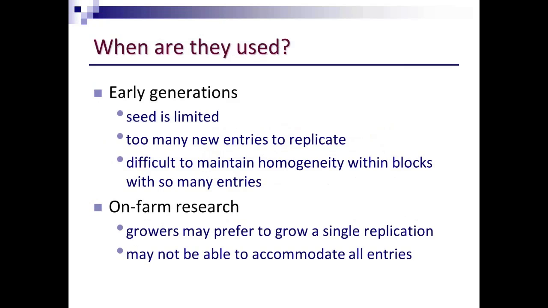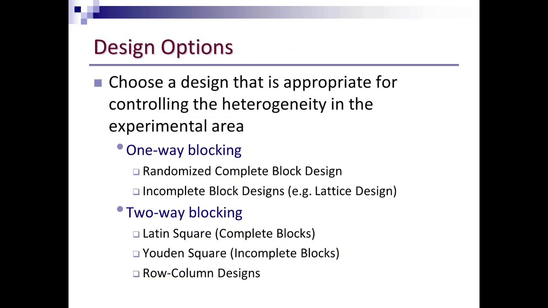Also, unreplicated experiments are inherently imprecise, no matter how sophisticated the design. So when would we use them? In early generations, when seed is limited, we may have too many new entries to replicate, or it may be difficult to maintain homogeneity within our blocks because we have so many entries to look at. They can also be used in on-farm research. Growers may prefer to grow a single replication and they may not be able to accommodate all of the entries in the experiment.